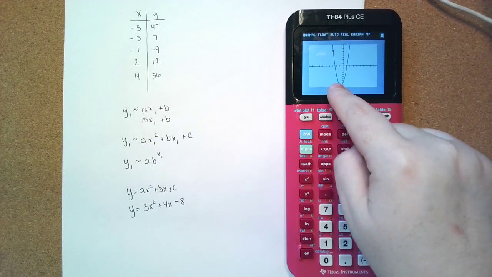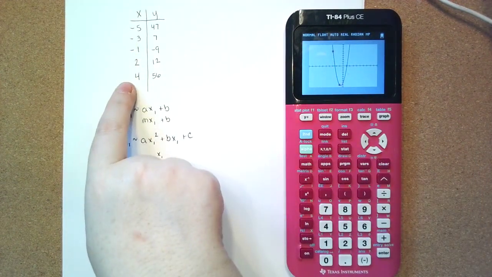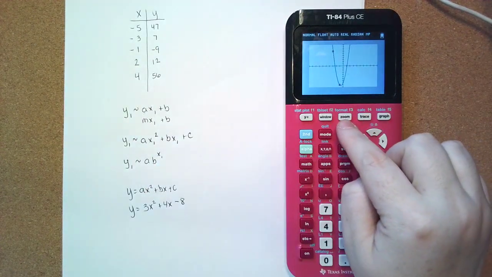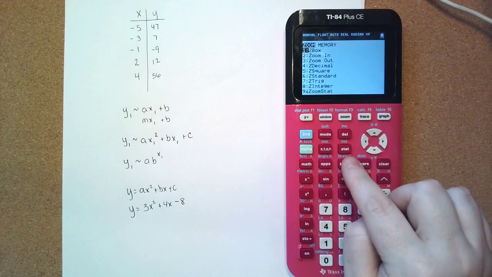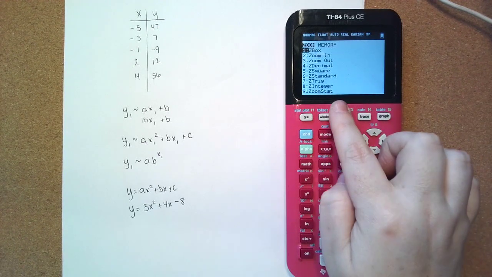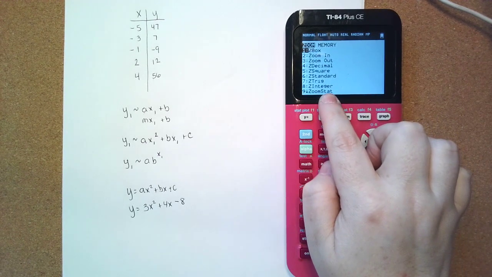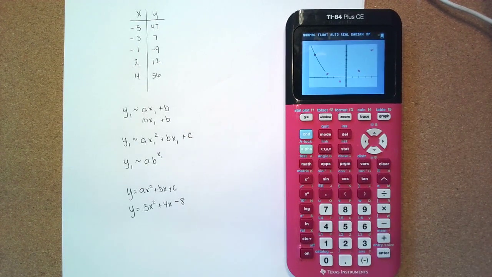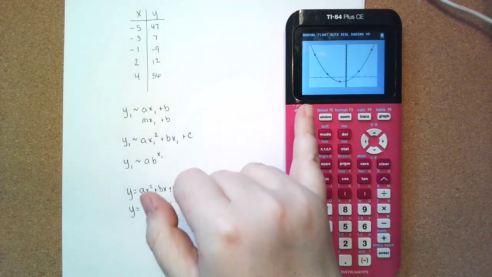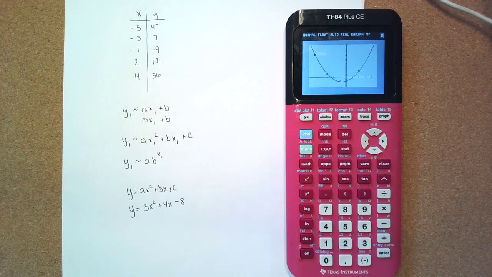Now, if I want to see more of my dots, because I should have 5 data points on there, I can go to zoom, and I want to go to zoom stat, because those are my stat buttons. I'm going to go to zoom stat so it shows me all of the data points. So I'm going to press the number 9. And here are all my red data points, and I can see that my parabola is going through it perfectly. So I can tell that this is a quadratic regression.